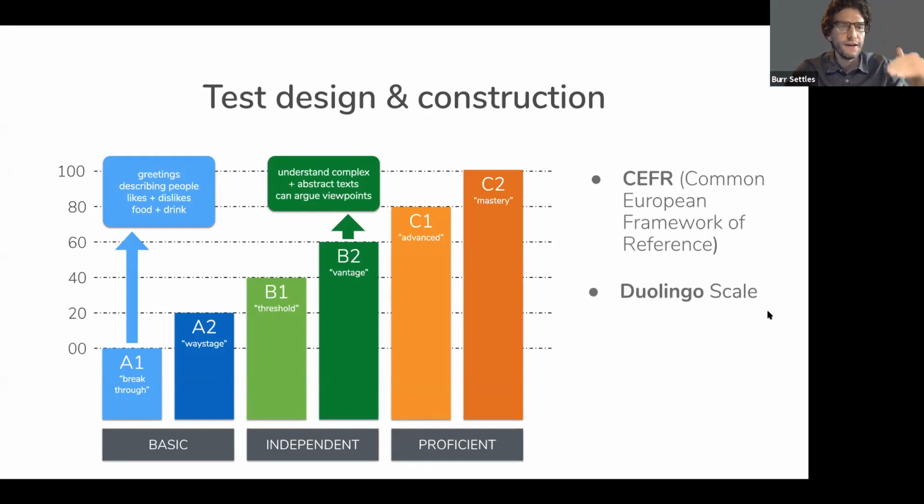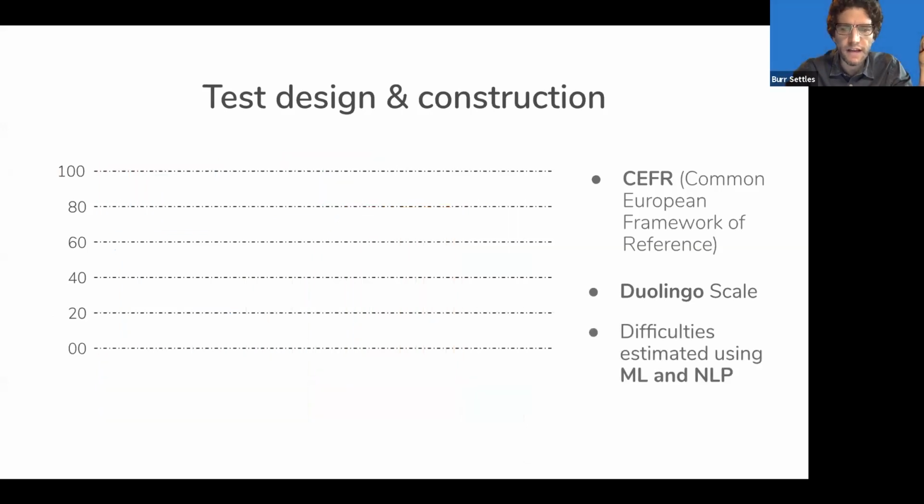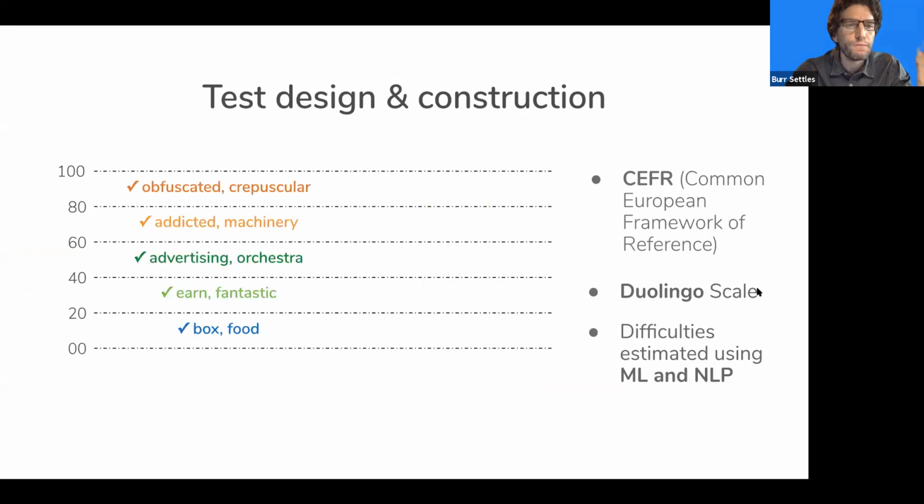We just assigned each of these 6 levels to a 100-point scale, and then used machine learning to project items. We had thousands of English vocabulary words tagged to the CEFR, and we're able to learn models to project words onto this scale. So box and food are very short, high frequency, basic English words. If you move up, obfuscated and crepuscular are very academic, obscure words.